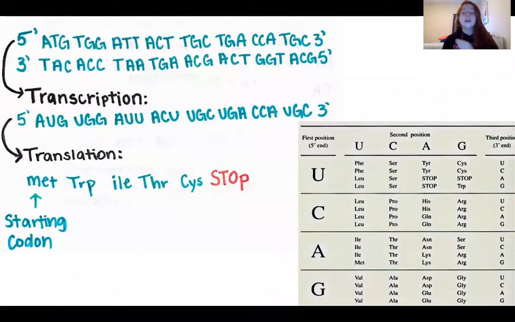All info from this video is from my genetics textbook and PowerPoint, and then all images are from Google Images.